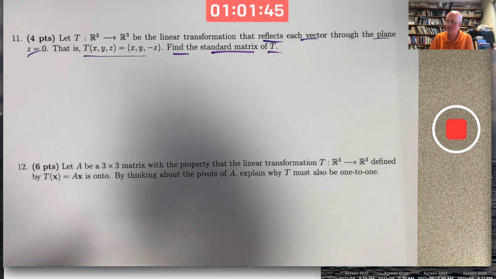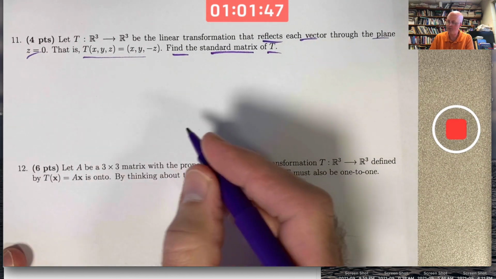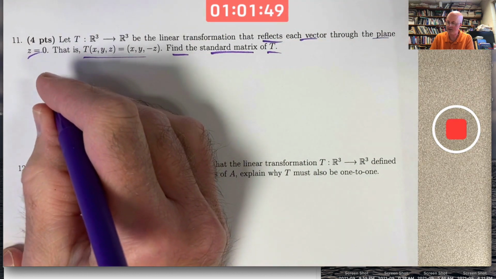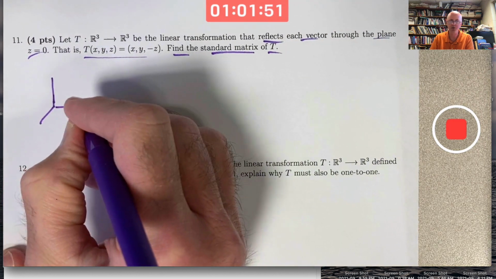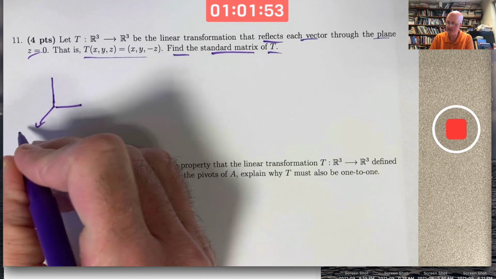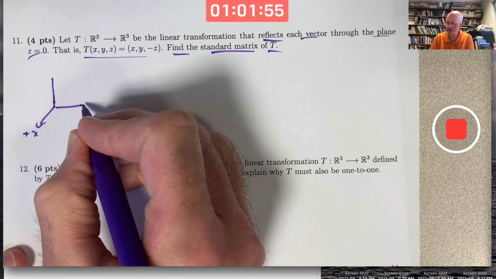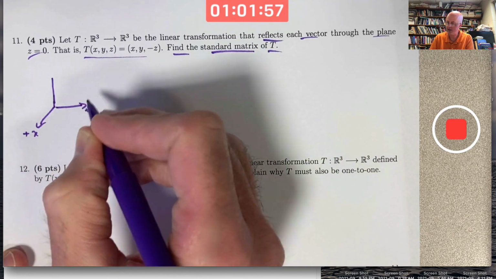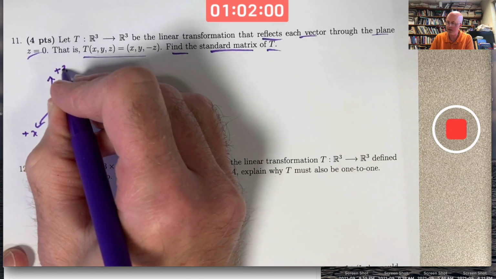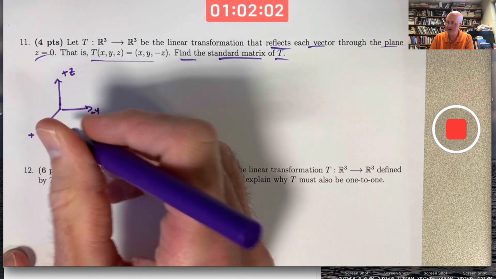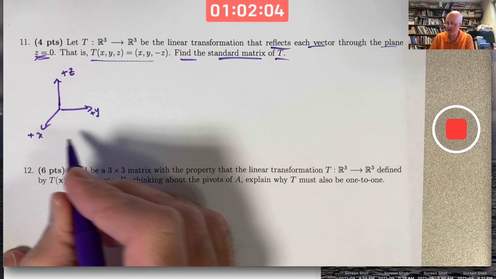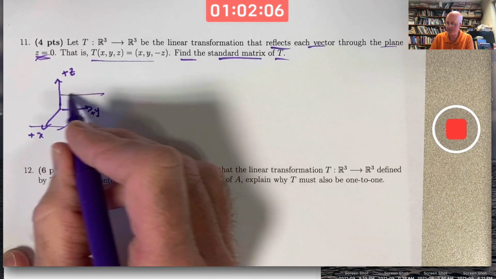Got to know something here. Before I write down the standard matrix, let's just think about this visually. If you draw a 3-dimensional coordinate system with, say, a positive x-axis this direction, a positive y-axis this direction, and a positive z-axis upward, reflecting across z equals 0 means reflecting across the xy plane.